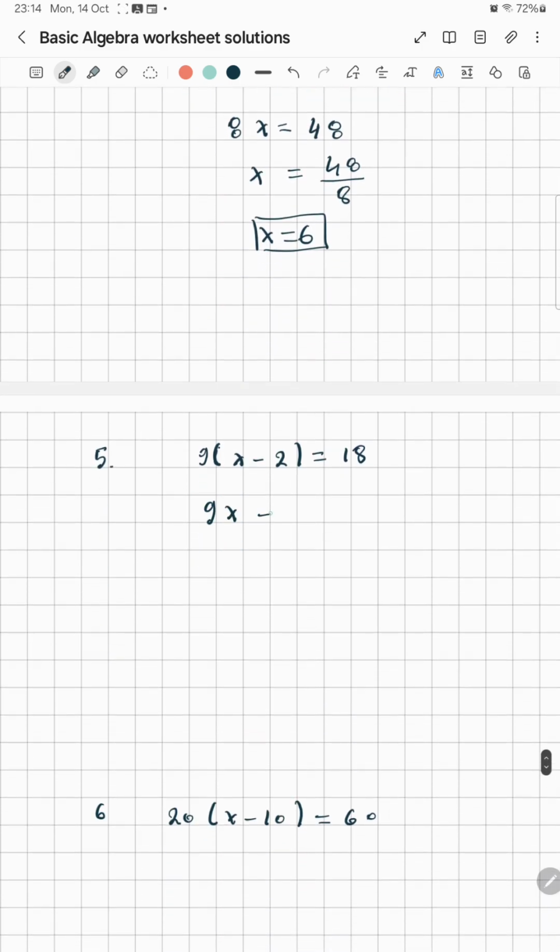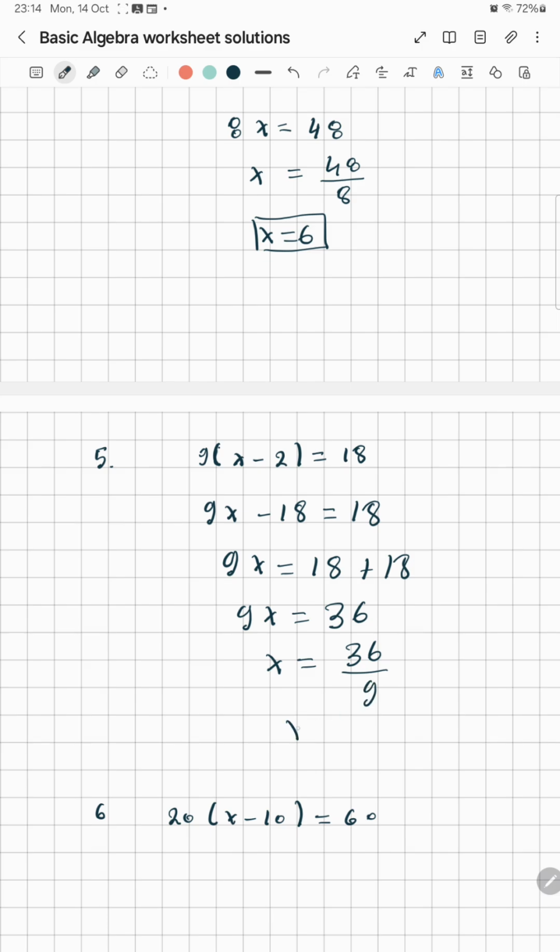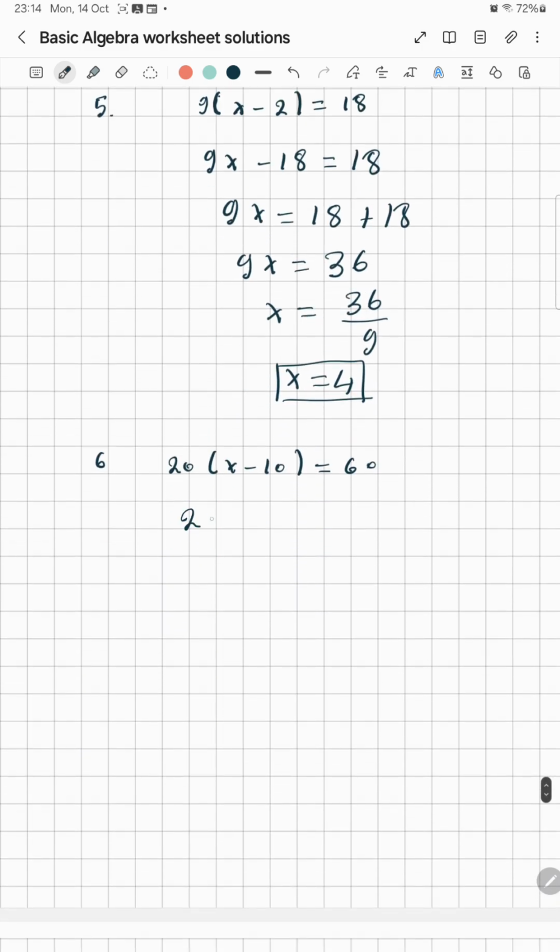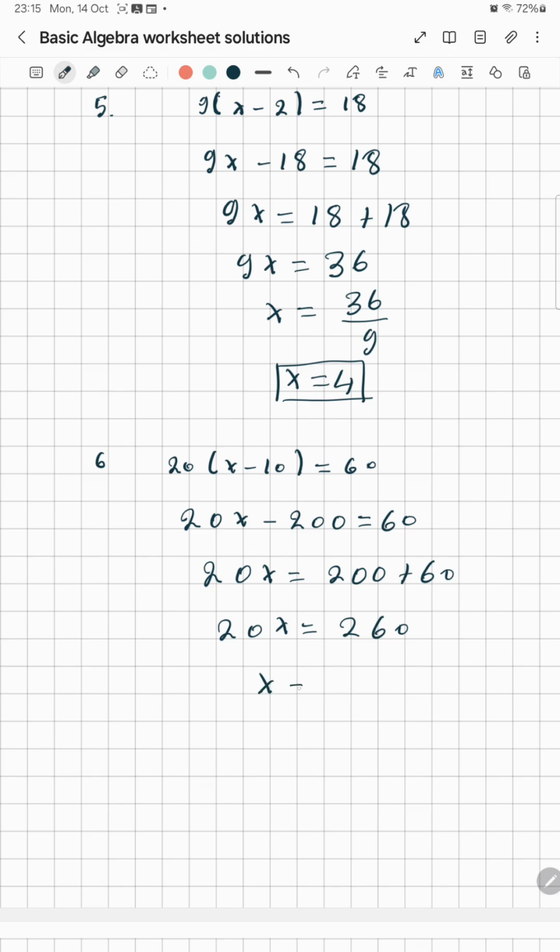Here I expand, 9x minus 18 is equal to 18, 9x equals 18 plus 18, the right side is 36, I divide by 9, and I get x equals 4. Number 6, 20x take away 200 equals 60, 20x equals 200 plus 60, the right side is 260, we divide by 20, and we get that x is equal to 13.